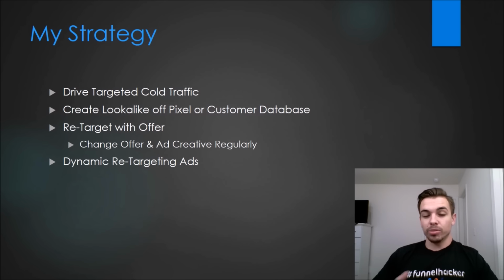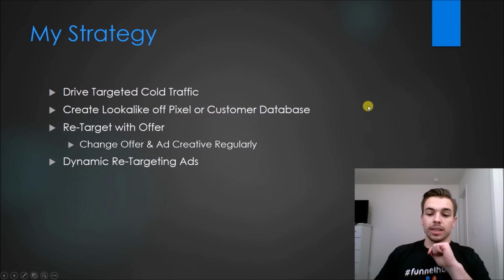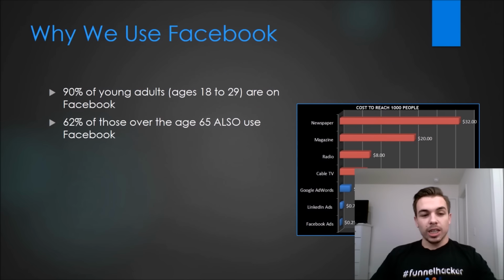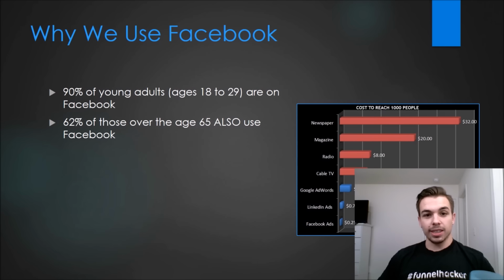The reason for that is so people don't get tired of your ad or see the same one too many times. And then also from there, you can create dynamic retargeting ads, which, like I explained earlier, show them the same cars they looked at on the website, and they see them back on Facebook. So why we use Facebook, I'm sure a lot of you already know this, but I just want to make it clear because it's important to see the value in it.